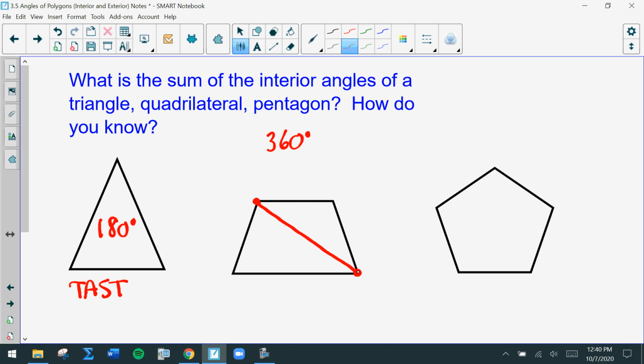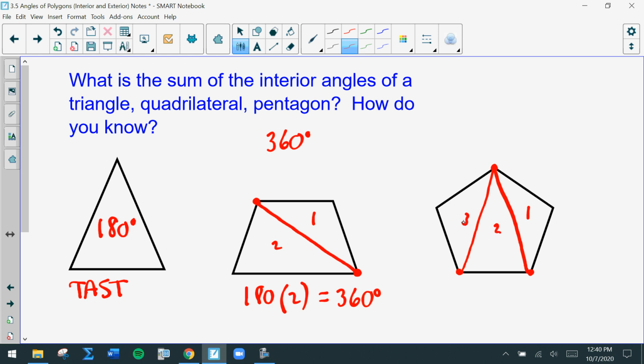So when we draw this diagonal, we have two triangles that are created. We have 1, 2, these two triangles. So 180 times 2 gives us 360. Okay. So now for this pentagon, I'm going to start at this top point. Let's see how many triangles we can create. We could break this up using our diagonals. And we have 3 triangles. So 180 times 3 gives us 540 degrees.